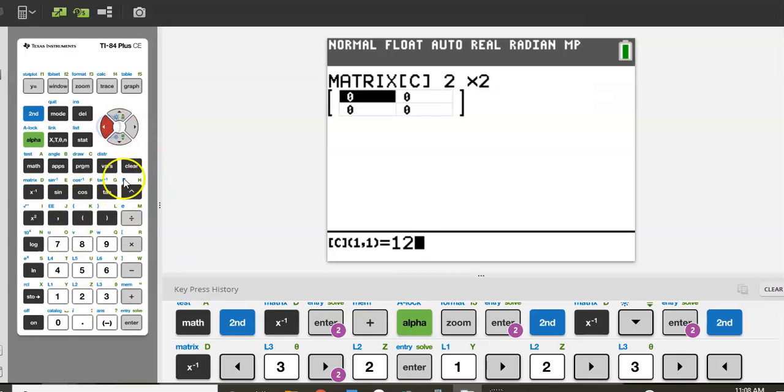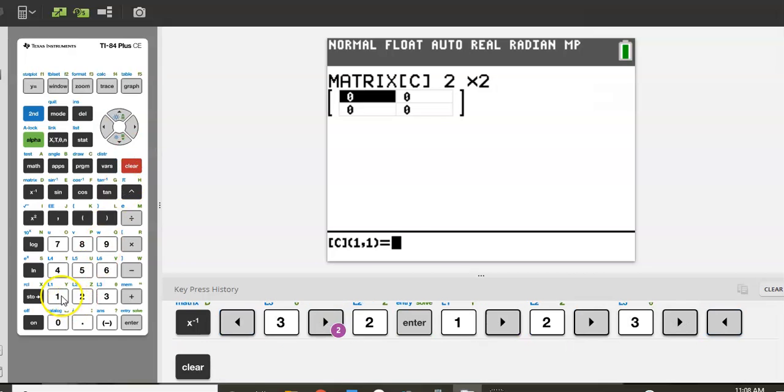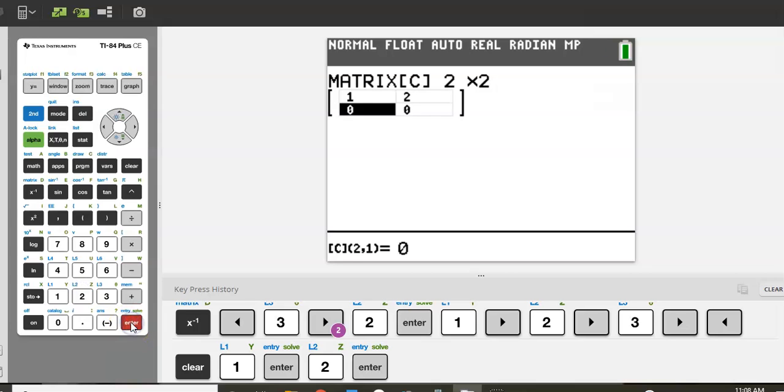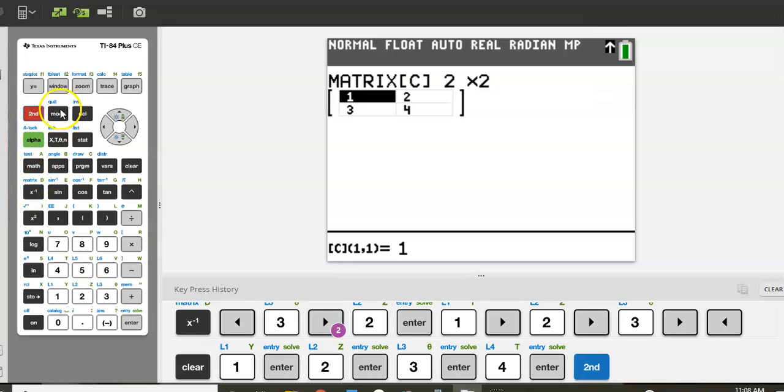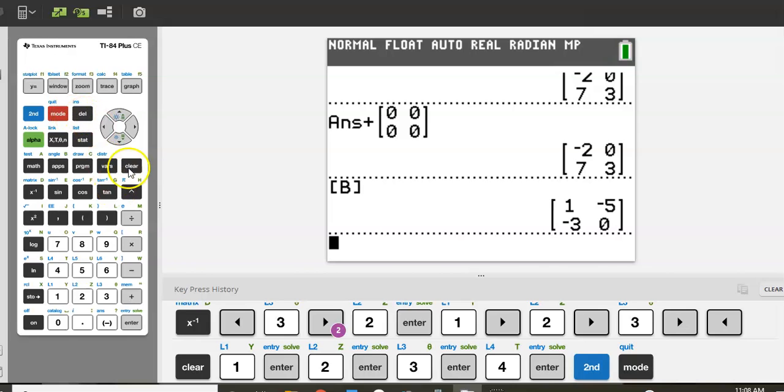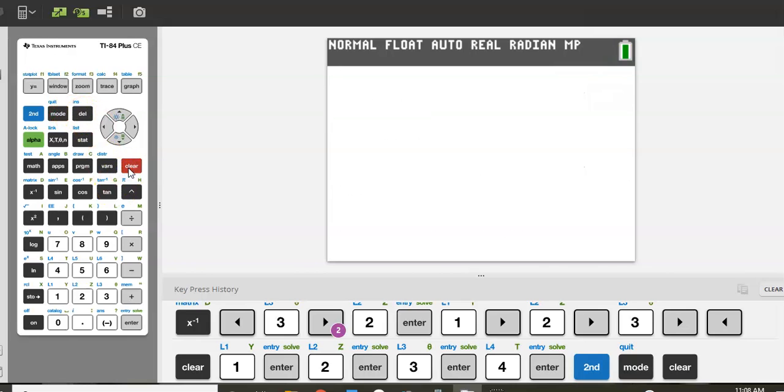1, enter. 2, enter. 3, enter. And 4, enter. Okay, so I've got A, B, and C now, exactly what Joy can see on the screen, and what we've got here under second matrix. And what I'm going to do here is go back to my home screen. I'm going to show you that this property is true.